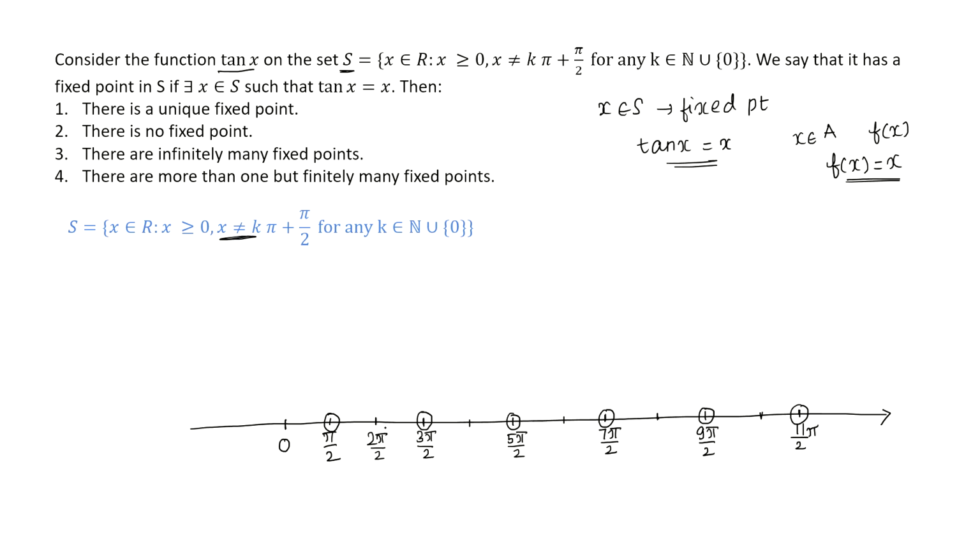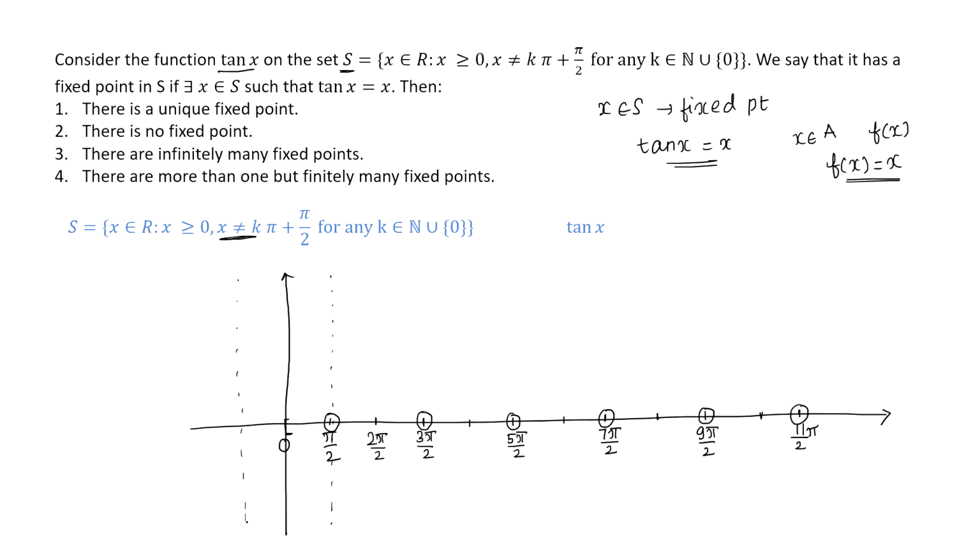So this is the set S. Okay, this is my set S. Next thing which is given to us is the function tan x. So now let us see how tan x looks like on the real line, on the Cartesian plane. So this has now become the Cartesian plane. And how can we plot tan x on this Cartesian plane?